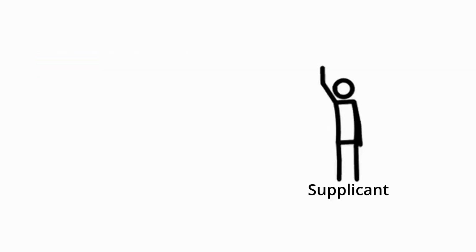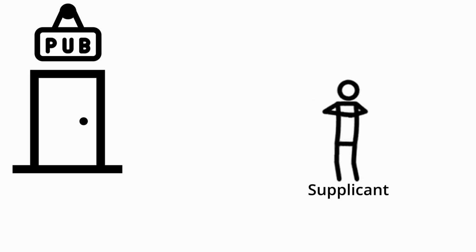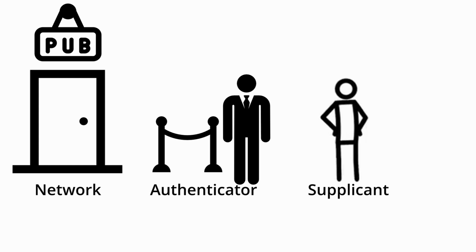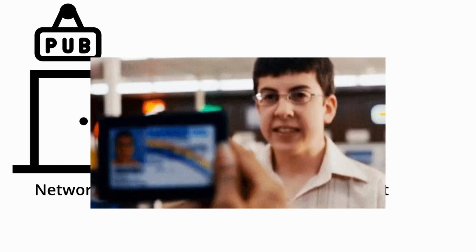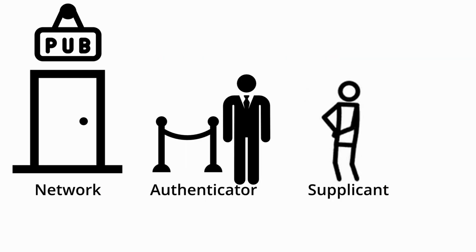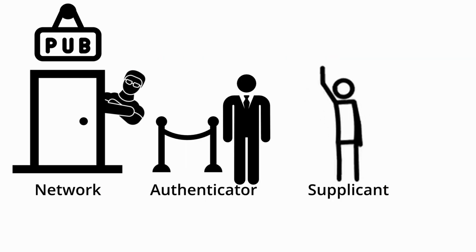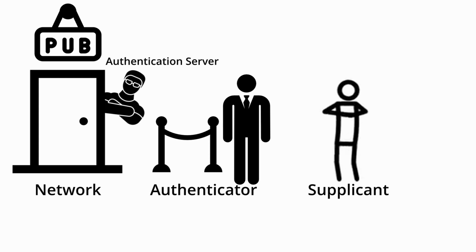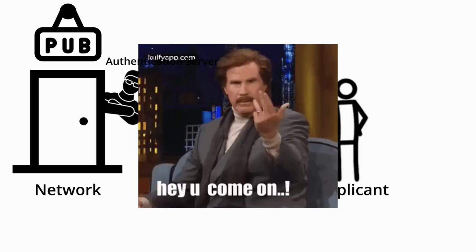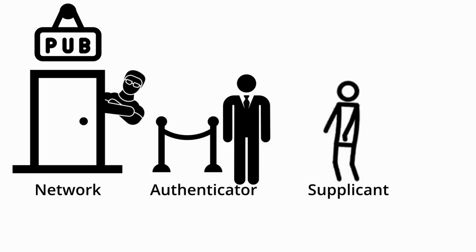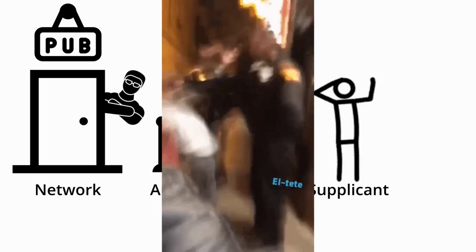You could compare this to trying to get into a pub or a club, for instance. You are the supplicant and you want to gain access to the pub. The pub is the network. The bouncer is the authenticator, and they will take your credentials such as your driving license or passport and validate your details so you can get access. The bouncer passes your ID to the supervisor, who is your authentication server, who checks your date of birth. If your details are valid, you get access. If your credentials are missing or invalid, you're rejected.